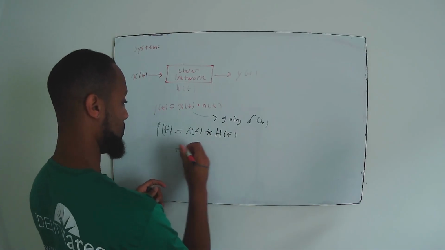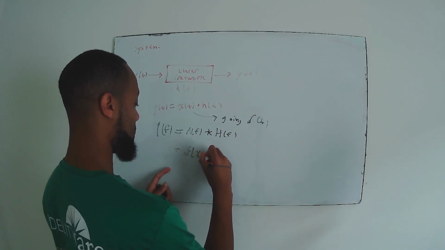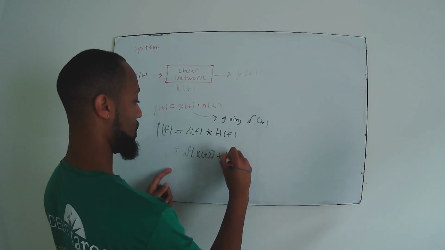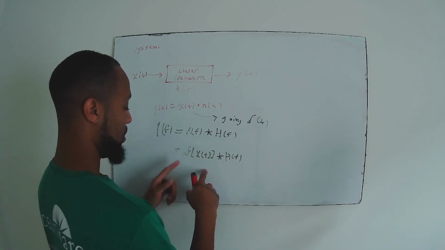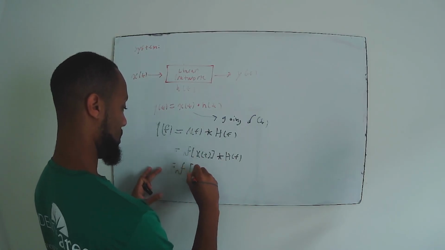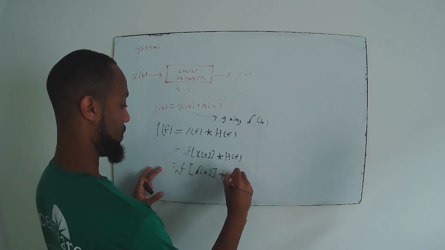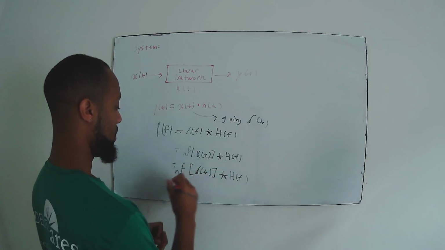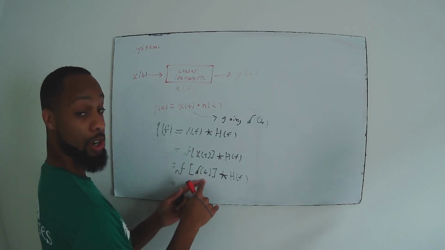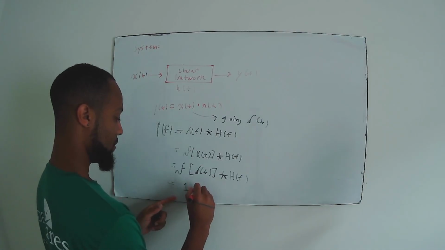So here we can substitute this with the Fourier transform of x of t convolved with h of f. And we know x of t for this example is delta of t, convolved with h of f. And we know the Fourier transform of delta of t is 1, so this ends up being 1 convolved with h of f.